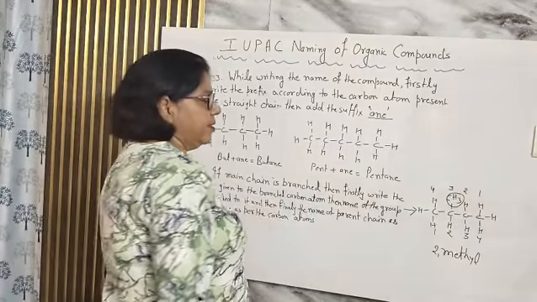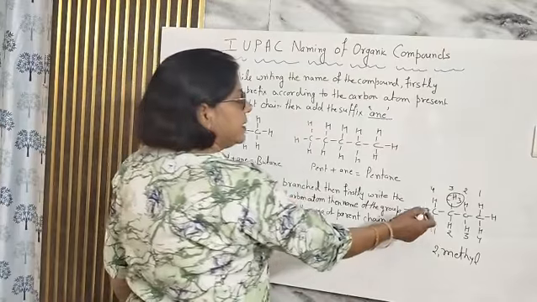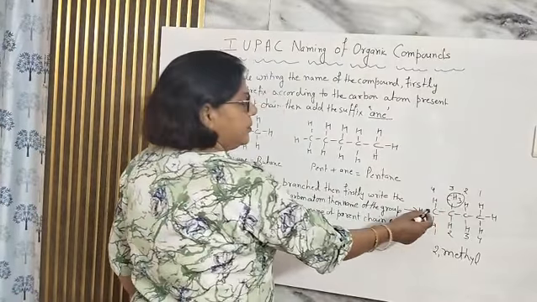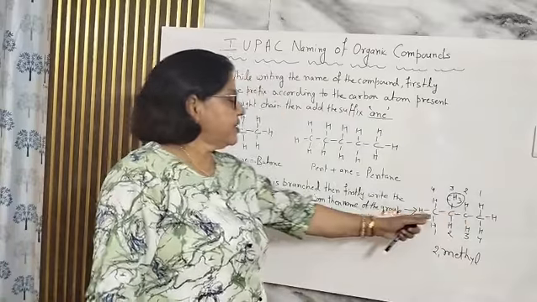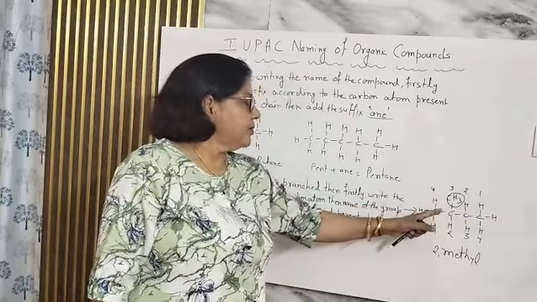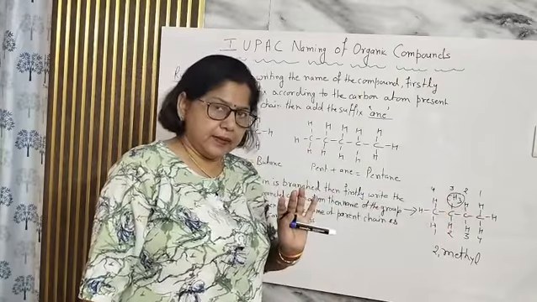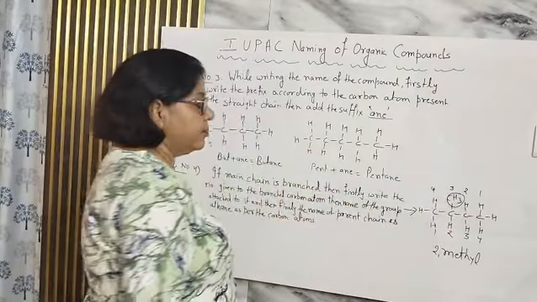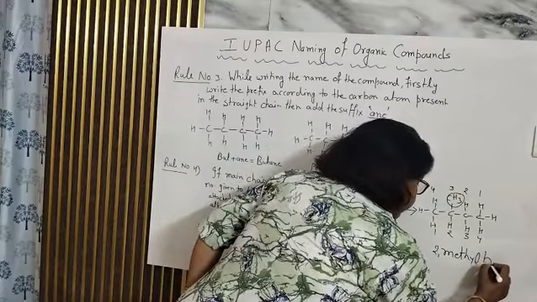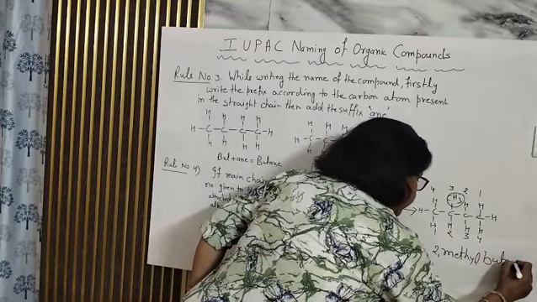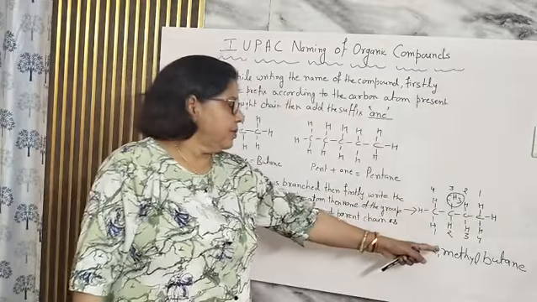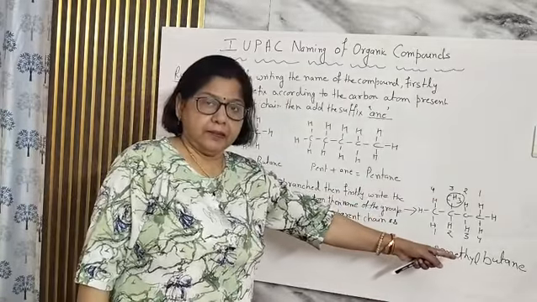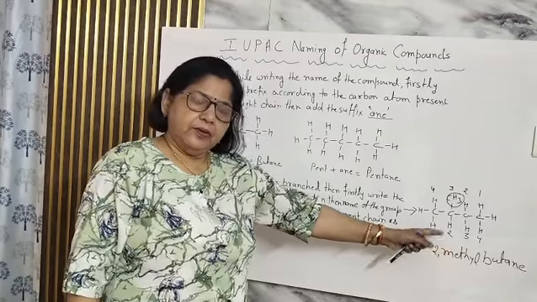Now finally, what shall we do? We will write the name of the alkane according to the carbon atoms present in this chain. So in this chain, how many carbons are there? 1, 2, 3, 4. Four carbons are there. So what shall we write? Butane. So the name of the compound will be 2-methyl butane.